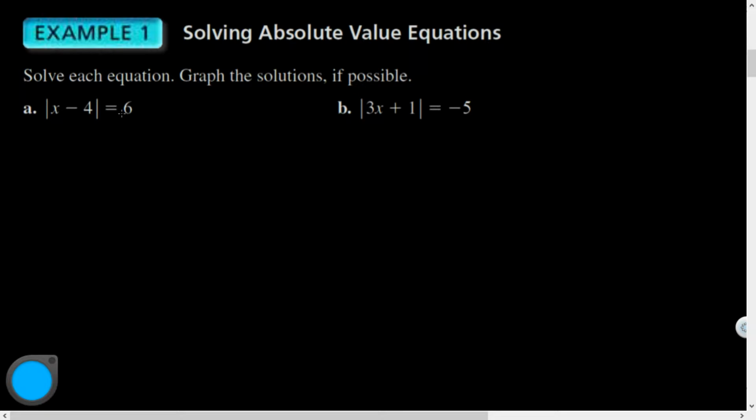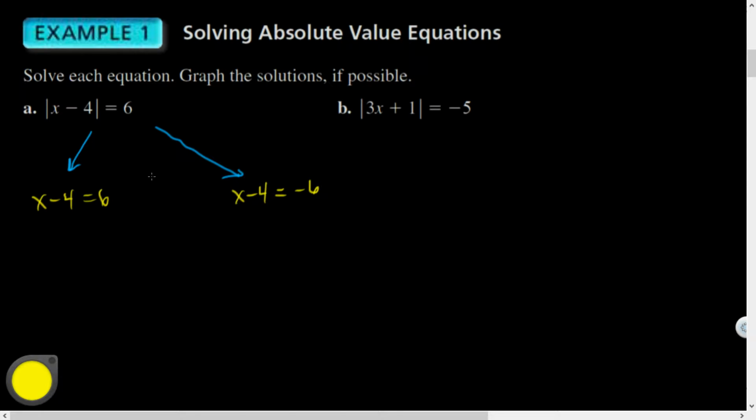Is 6 a non-negative number? Correct. So I can break this up into 2 cases. Either x minus 4, the inside of this, was 6 the whole time and the absolute value was useless, or x minus 4 was equal to negative 6, right? Maybe the inside of this was negative 6 and the absolute value of negative 6 became positive 6.